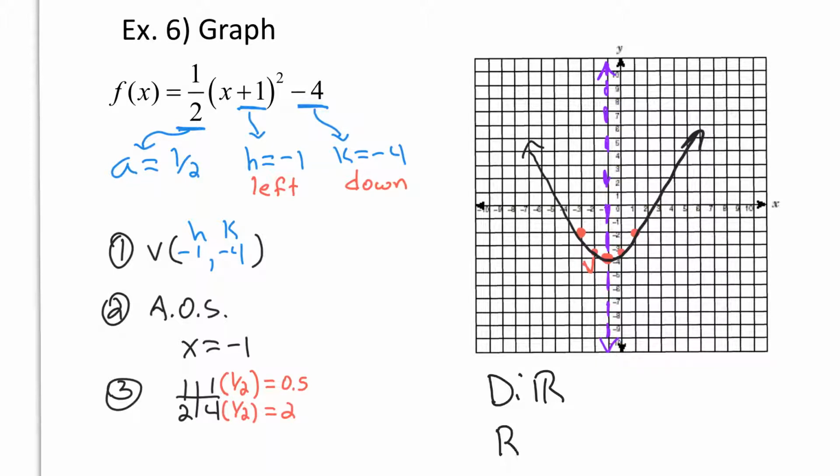My range depends on the vertex. Range are your y values. Domain are your x values. So for domain, when we say all real numbers, that means any x values actually work for the function. But your range depends on the y values.